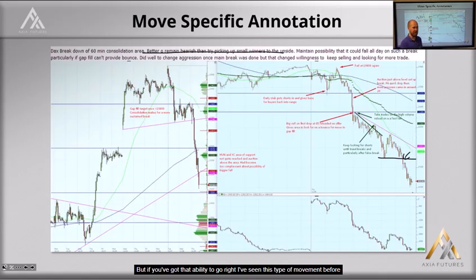But if you've got that ability to go, right, I've seen this type of movement before, the generalized move, then you can know that there will be another chance. It allows you to observe it and let the move happen, in the knowledge that at some point you'll get that chance. You don't know when it's going to come, but that's okay, because you know you're going to get it, and it allows you to wait for that and be more committed when that chance does come around.